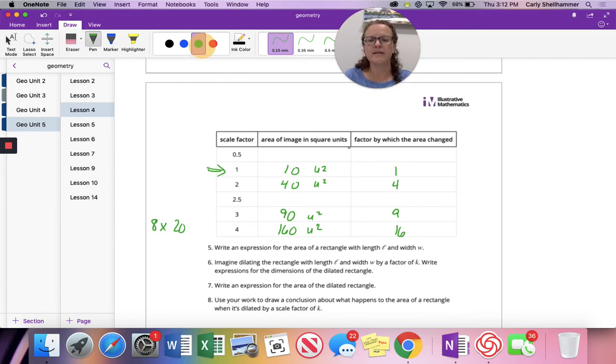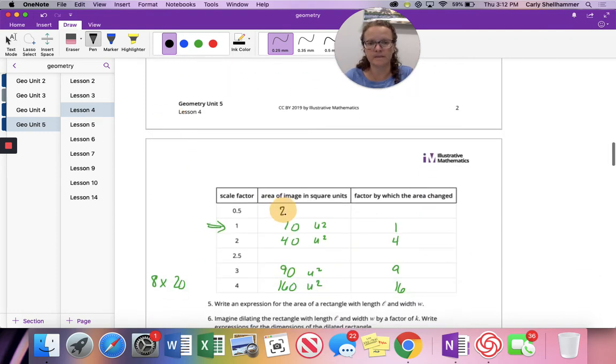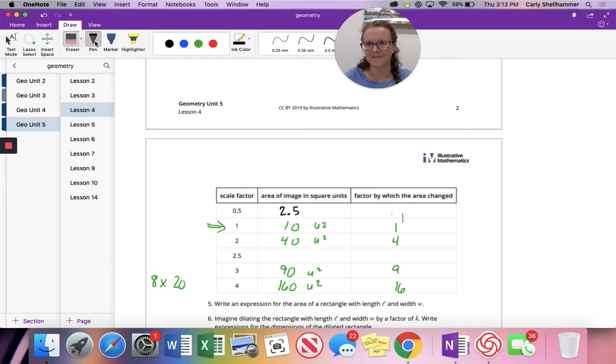Okay, if we went by a scale factor of a half, we didn't do that one. That means I would be here to there. And that would be a 1 times 2.5, so our area would be 2.5. So to get from original down to there, I'd have to multiply it by 0.25. I made a mistake. Did you catch that? Oh.